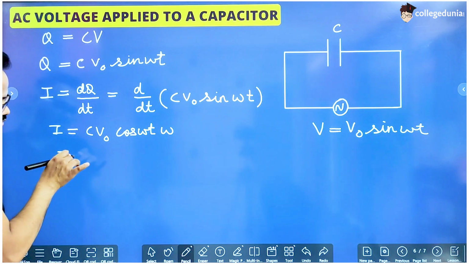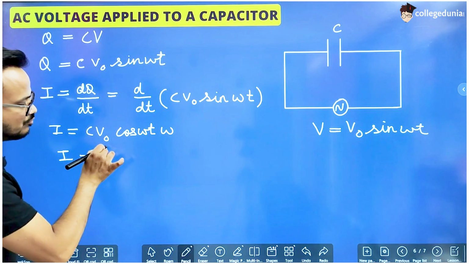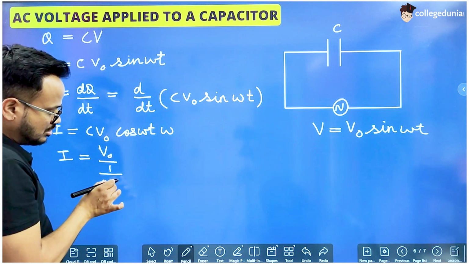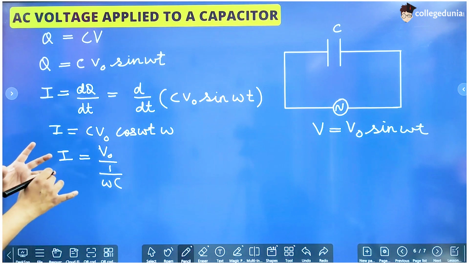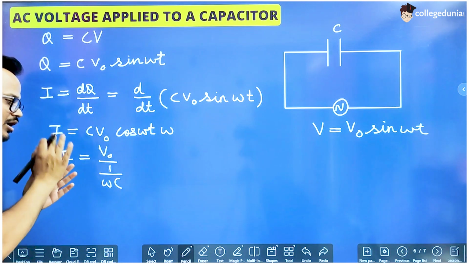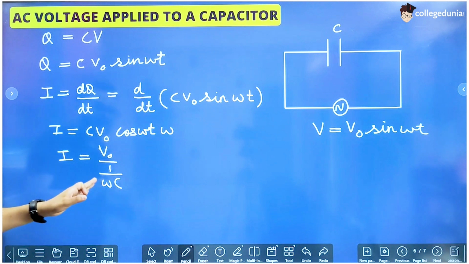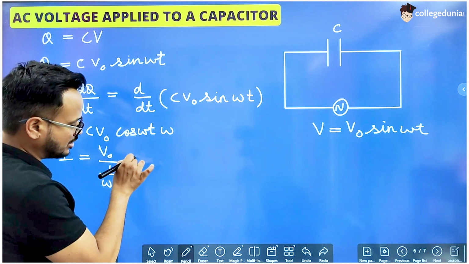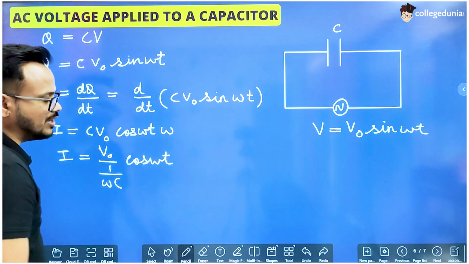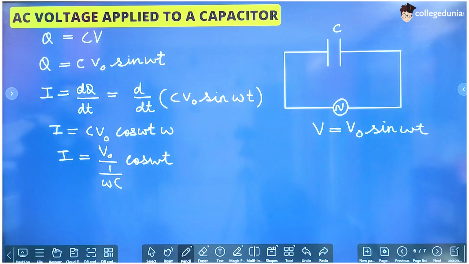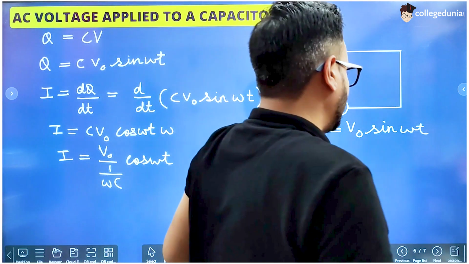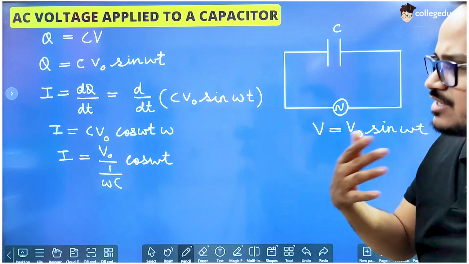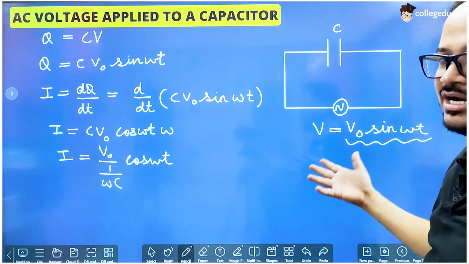So we can write it as V naught divided by, and we can shift this omega and C into the denominator, like this, because if it goes in the numerator it will come as omega into C. So we can shift it like this, into cos omega t. Okay. If we want to compare V and I to find the phase difference between them, first of all I should have sine theta, because we can easily compare the phase difference between V and I only when the equation of I has sine theta in it, because the equation of V has sine theta in it, right?